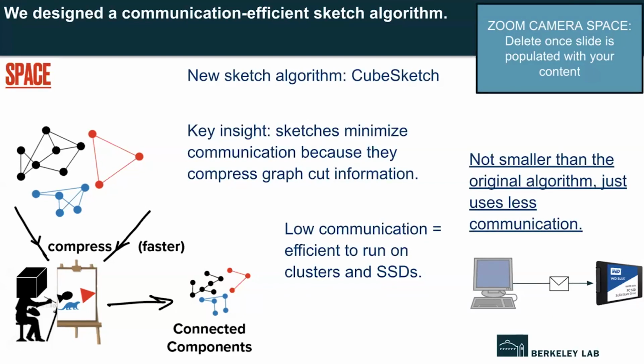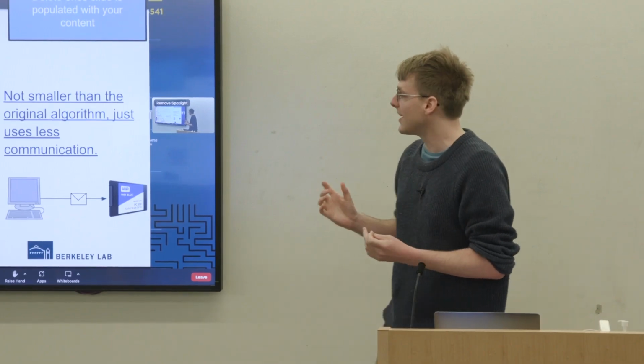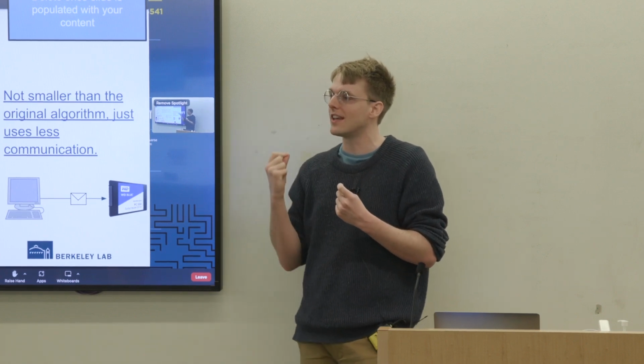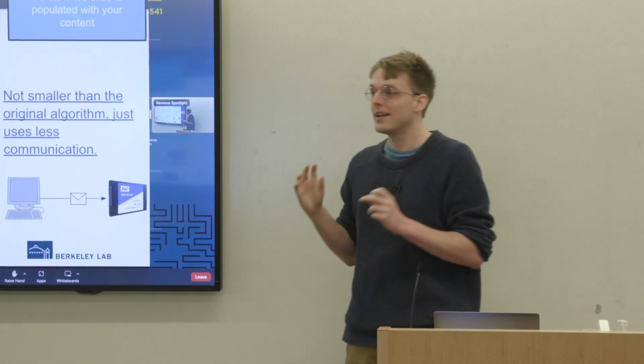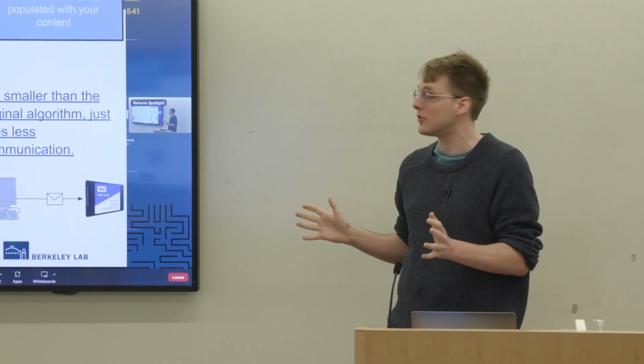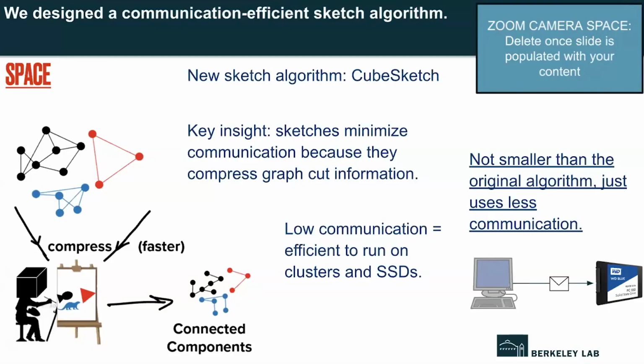Another technical detail that I can tell you about this is that the sketches that we use to summarize these graph cuts, we can use them to minimize communication because they're much smaller than an explicit representation of a graph cut. Low communication means that if you're running this on a cluster or on an SSD, you're minimizing the amount of data you need to send over your costly channel. So the idea here is that we're not smaller than the original sketching algorithm, because we know that we asymptotically cannot do that. Instead, we just use less communication.